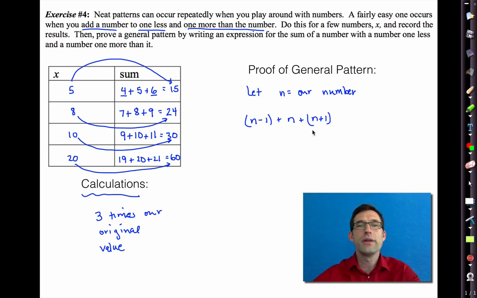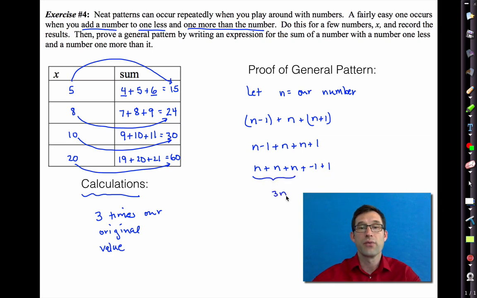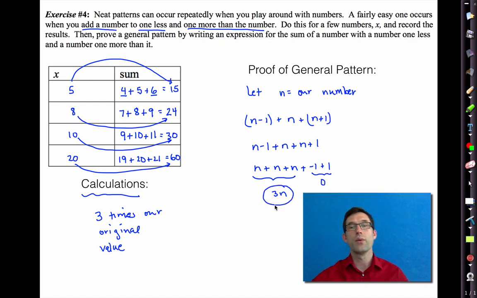Now, we don't really need these parentheses here. We can remove them due to the associative property. Then we can use the commutative property to start rearranging things. n plus n plus n plus -1 plus +1. Those 3 n's put together will be 3n, and these put together will be 0. So there it is, right? We will always get 3 times our original number. And that's kind of neat. We can see that in the pattern. So let's clear out the text and wrap this one up.